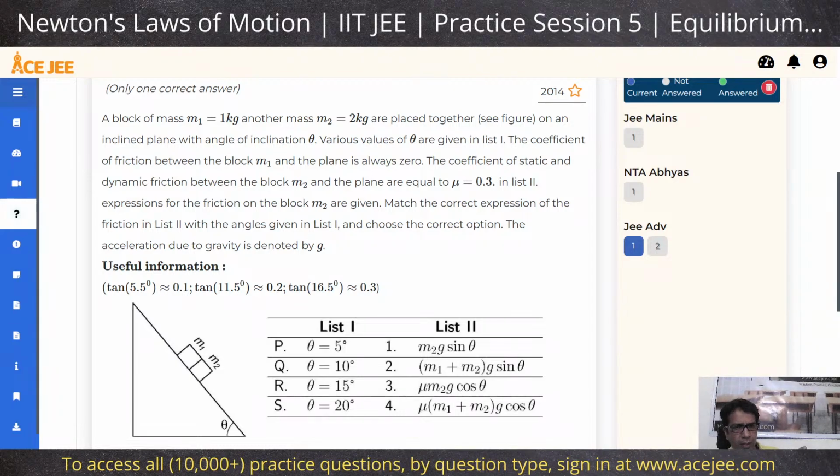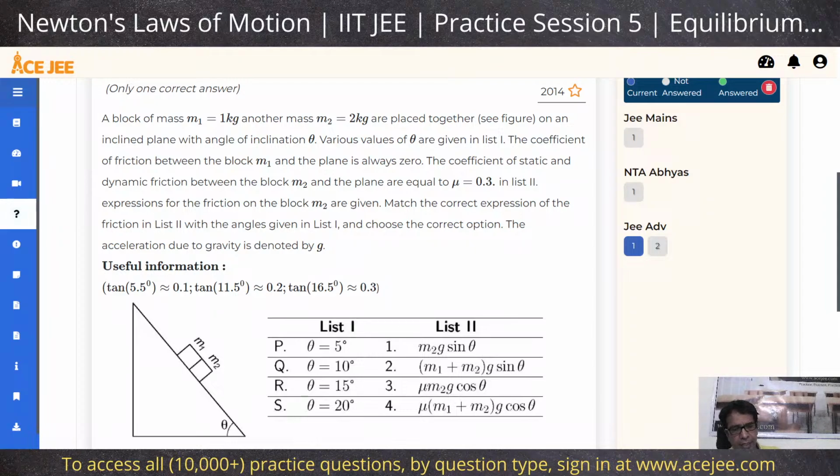Okay, and both of them are stationary, they are not moving. Oh, they may be moving. They're just asking for the friction between the M2 and the incline for different angles of theta. What is the logic? Obviously, the frictional force is acting between the M2 and the incline. What will be the magnitude of that? Well, the maximum magnitude is mu M2 g cos theta.